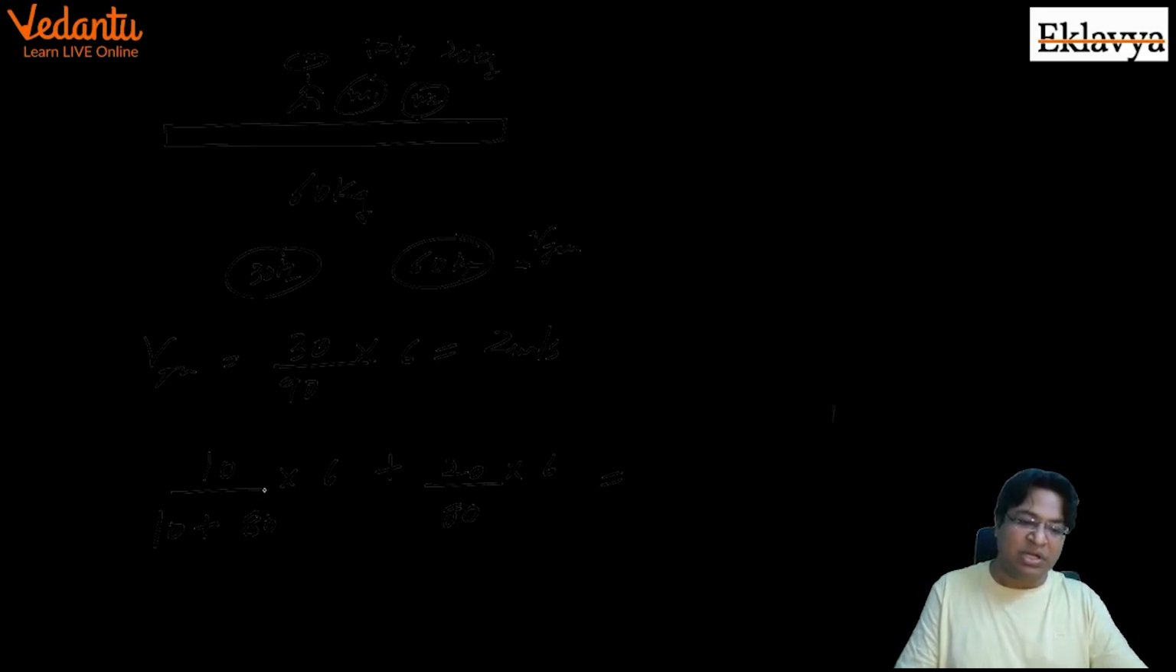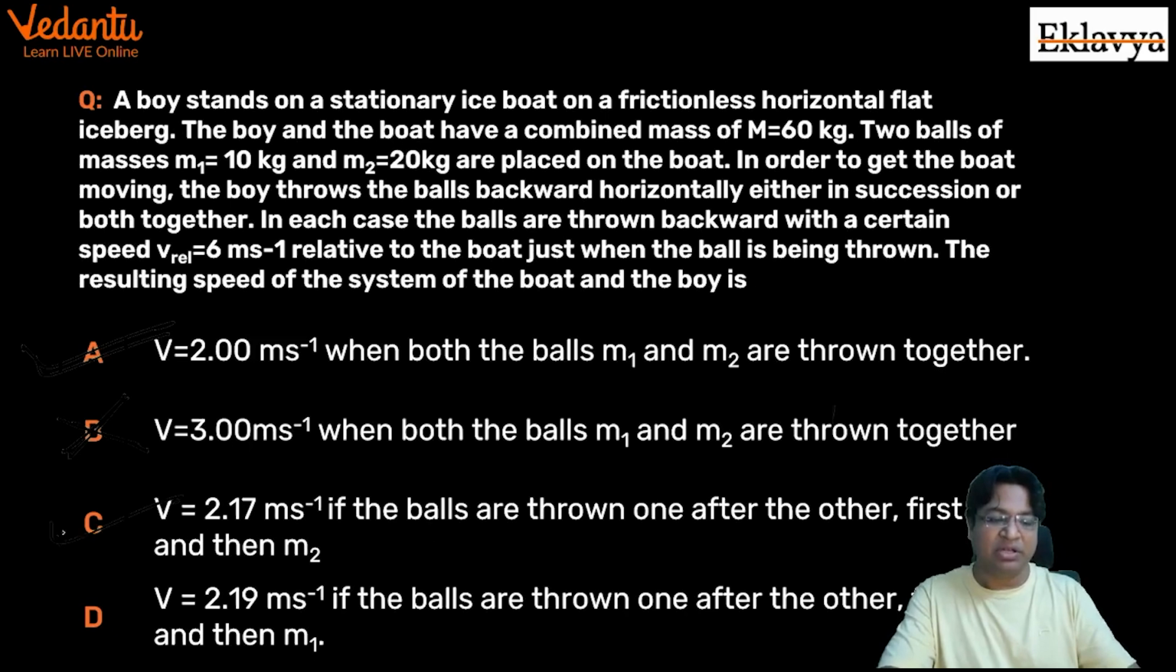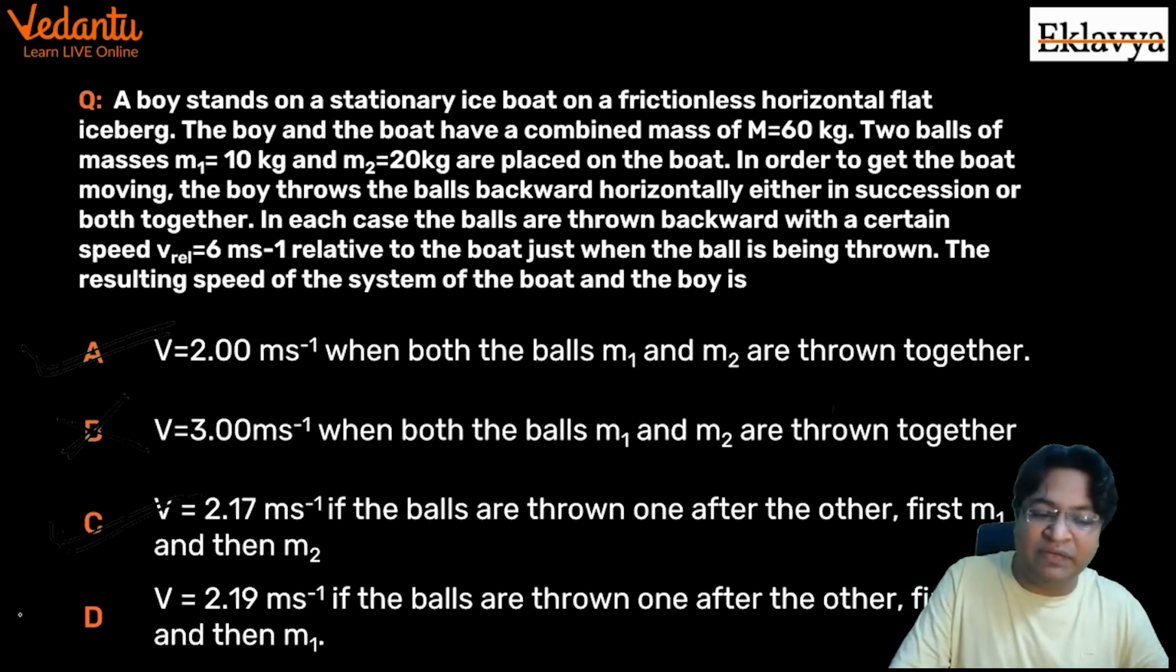So this is 6 by 9, 2 by 3. 2 by 3 is 0.67. And this is 6 by 4, which is 1.5. So 1.5 plus 0.67, so this is actually 2.17. So this option also seems correct. This is correct. Now the D option will be solved in a very similar manner.